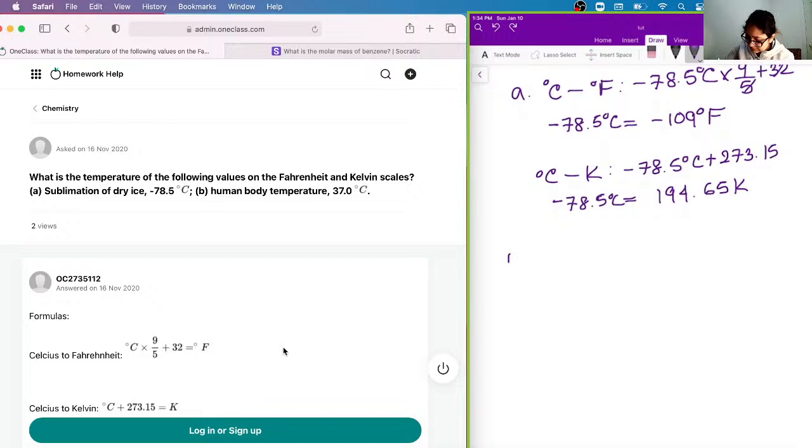Okay, so now for B, let's say for B, we have human body temperature, which is 37 degrees Celsius, and we will want to convert this. So let's do Celsius to Fahrenheit. So Celsius would be 37.0 degrees Celsius times 9/5 plus 32, right?